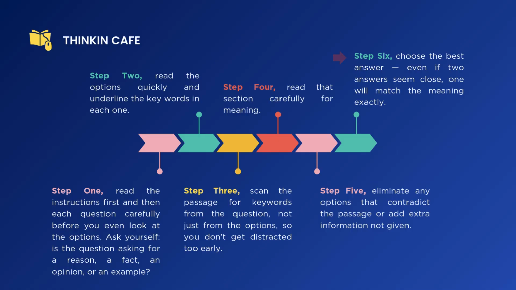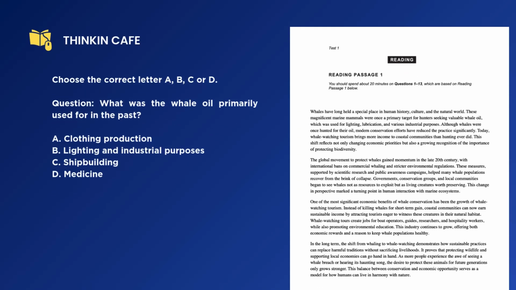It's important to remember that the best answer must exactly match the meaning of the sentence that you found when you completed Step 4. Let's try an example. On your screen now, you've got a question and it has 4 options. The instructions say we should choose the correct letter A, B, C, or D, which means we must only choose one option. Looking at the question, it reads, what was the whale oil primarily used for in the past? Option A says clothing production, B says lighting and industrial purposes, C says shipbuilding, and D says medicine.